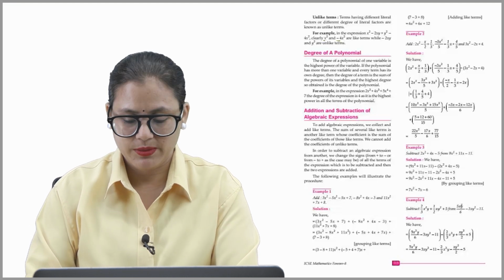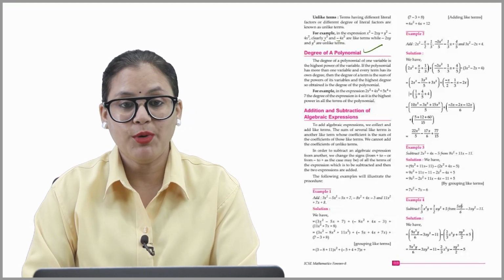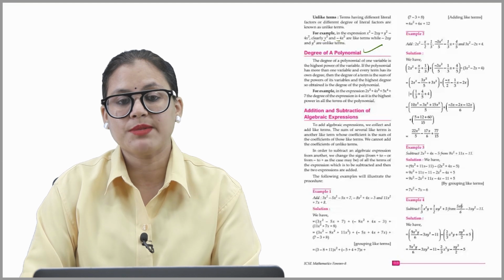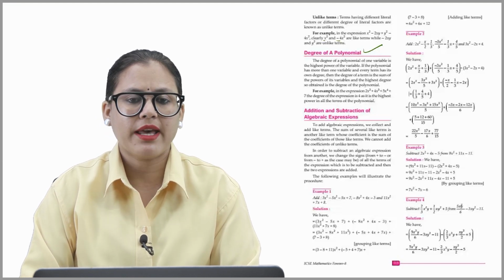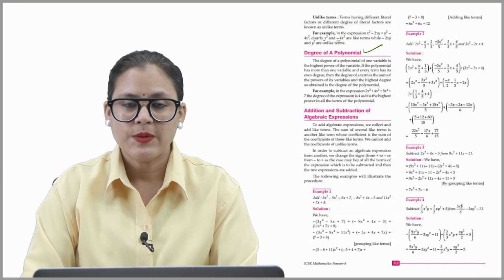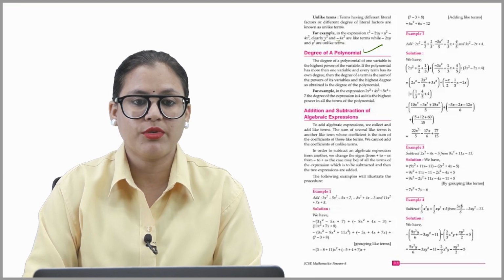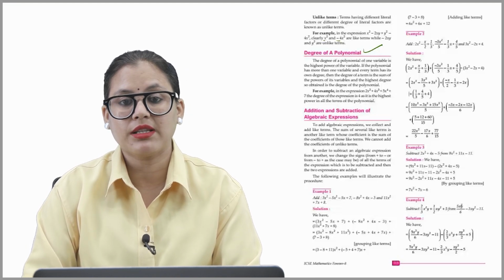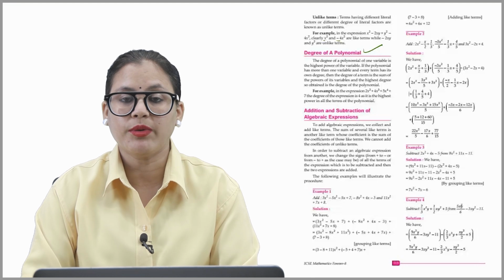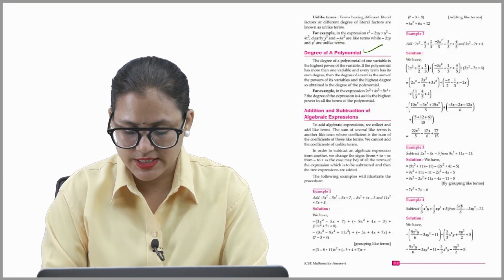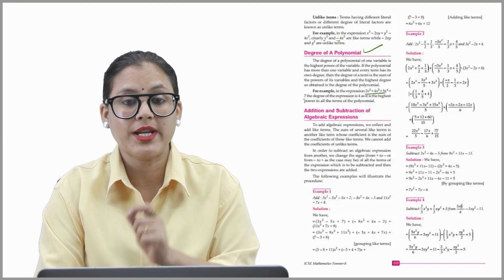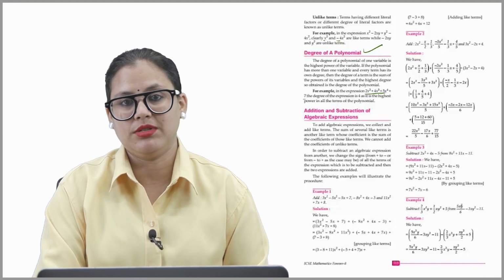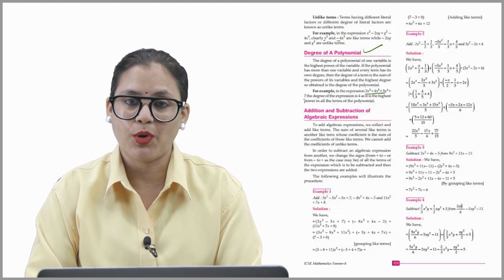Degree of a polynomial. The degree of a polynomial of one variable is the highest power of the variable. If the polynomial has more than one variable and every term has its own degree, then the degree of a term is the sum of the powers of its variables, and the highest degree so obtained is the degree of the polynomial. For example, in this expression, as you can see, the degree of the expression is 4 as it is the highest power in all the terms of the polynomial.